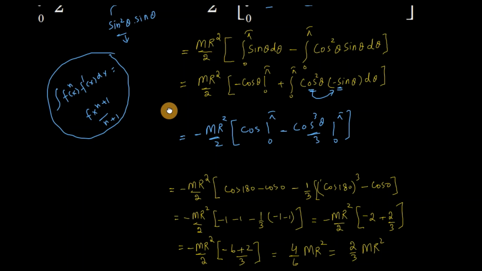So this becomes minus m r square by 2 into minus 2 plus 2 by 3, or minus m r square by 2 times minus 6 plus 2 by 3, or 4 over 6 m r square, equal to 2 over 3 m r square. So this is the rotational inertia for a hollow sphere. Thank you.